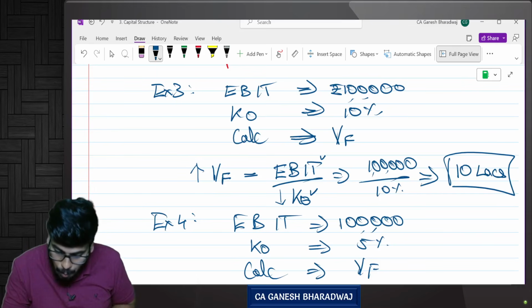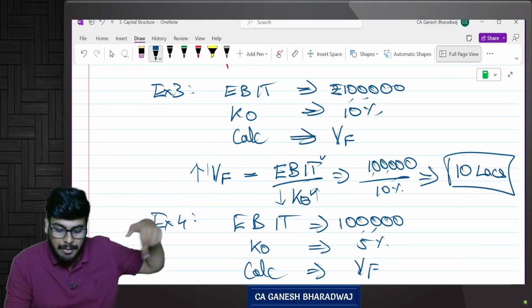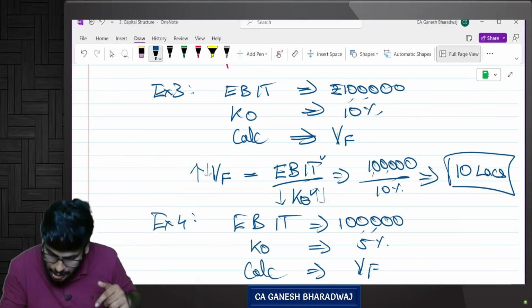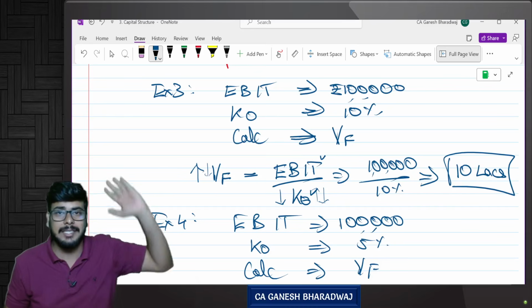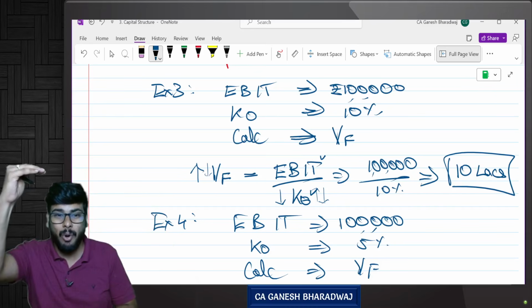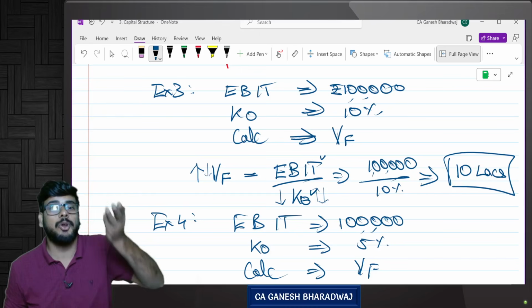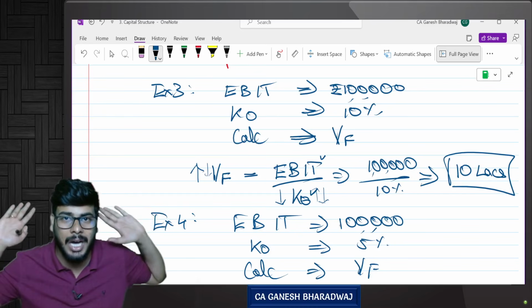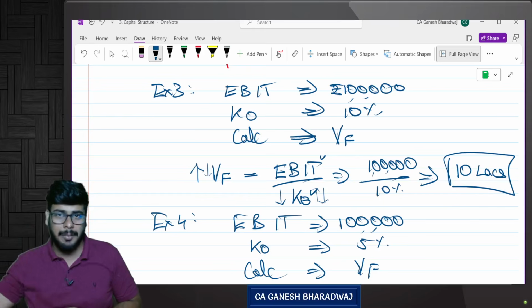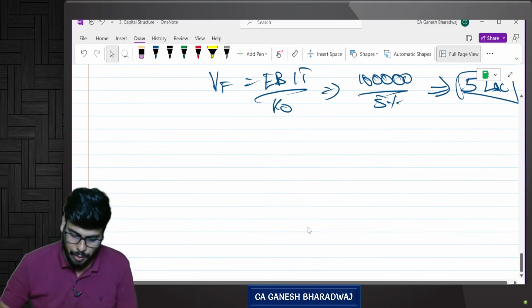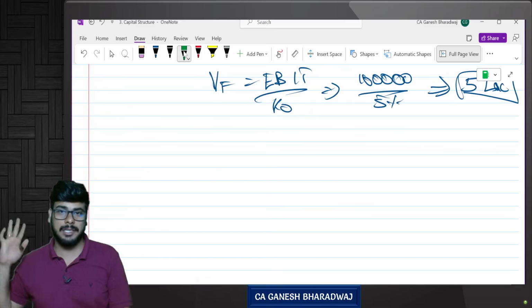Or in other words, the more the denominator, the lesser will be the answer. Or the lesser the denominator, the more will be the value, the answer. Are you clear with this? So if your KO reduces, your overall value of the firm increases. Are you clear with this simple mathematics? So can we arrive at this conclusion?